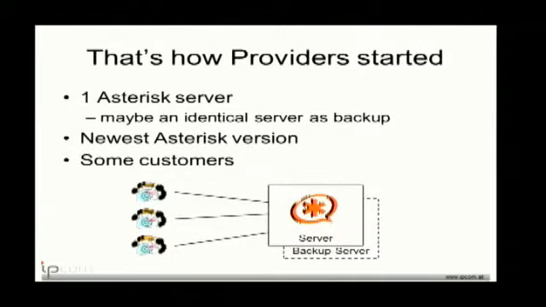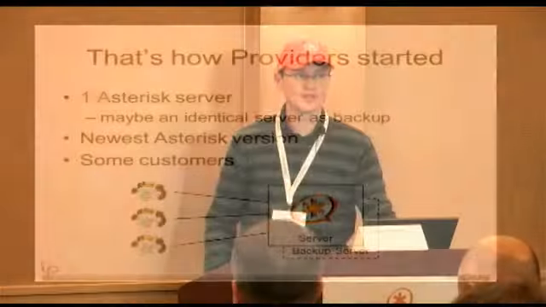I thought I would start with how many voice over IP providers started when they began to use voice over IP. They somewhere installed an Asterisk server. Of course, it was at this time the newest version available, and they had a few customers, so it was just one server. Probably they had an identical server somewhere sitting around as backup. In the beginning, it was mostly no automatic failover, but in the beginning, it was sufficient.